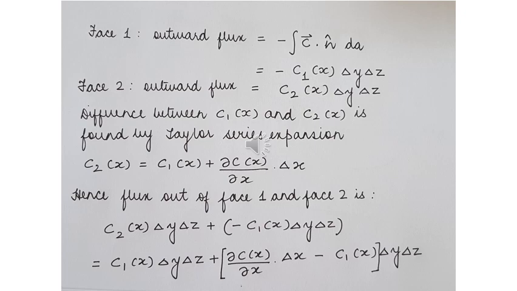Now in the first case, the minus sign occurs because the outward drawn normal is in a direction which is opposite to the positive x direction. So the difference between C1x and C2x is found by a Taylor series expansion as follows. C2x is equal to C1x plus delta Cx by delta x times delta x. Hence, the flux out of face 1 and face 2 when we sum up with the correct directions is given by minus C1x delta y delta z plus within brackets C1x plus delta Cx by delta x delta x, delta y delta z, which reduces to delta Cx by delta x delta x delta y delta z.